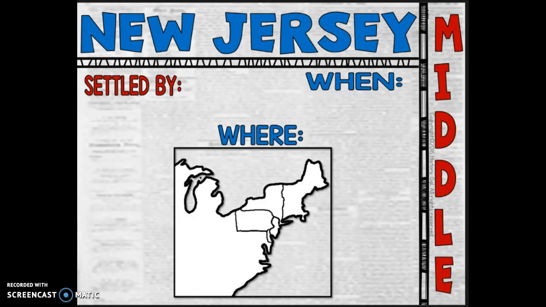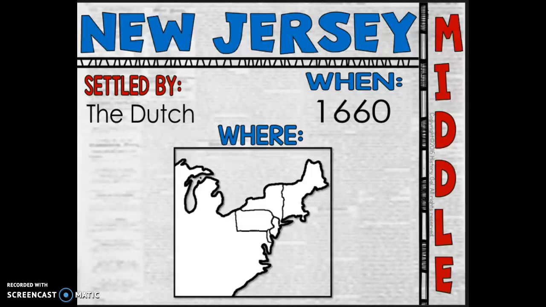So we are moving on to New Jersey. Just like New York, New Jersey was settled by the Dutch in 1660. Again, you should have colored your map or at least outlined the colonies in your interactive notebook, and New Jersey is located right here. It's shaded in blue for you.